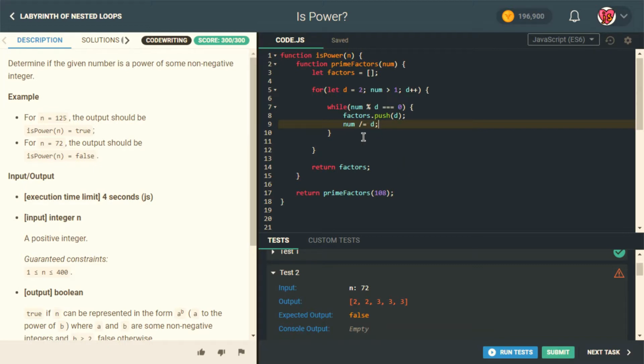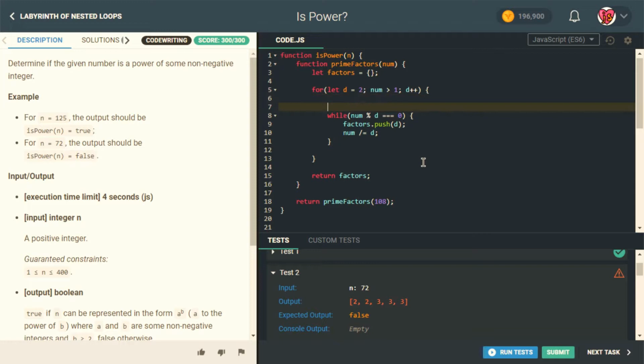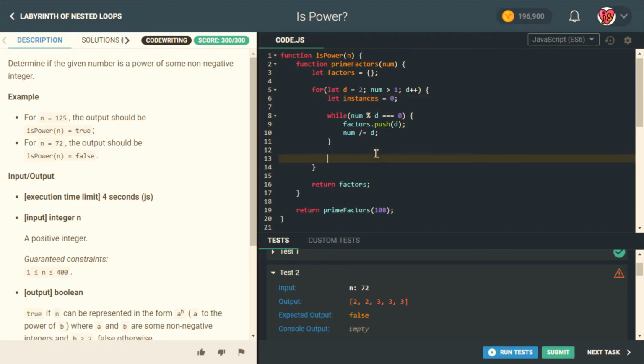So basically we've got this now. This is telling us, yeah, this stuff. I actually want to change it up a bit though, because what we're interested in here is not so much the exact prime factors. We want to know what type are they and how many of them are there. So let's say let instances start at 0. This is like how many times it divides in, right? Maybe I should call it divisions. Instances is probably fine.